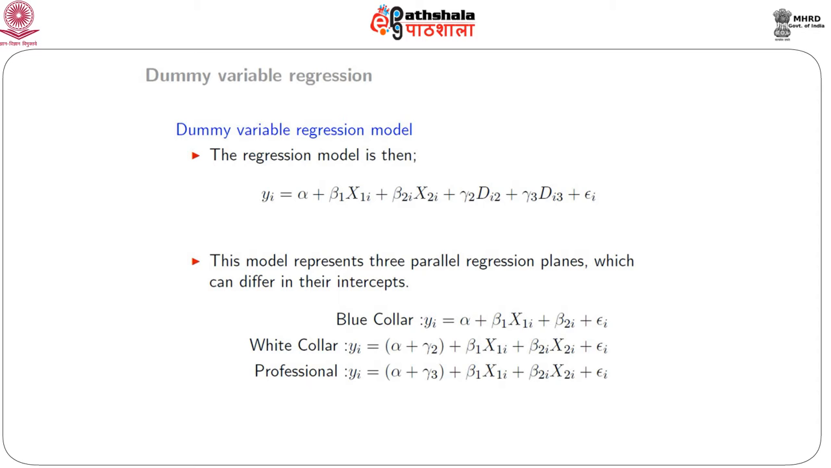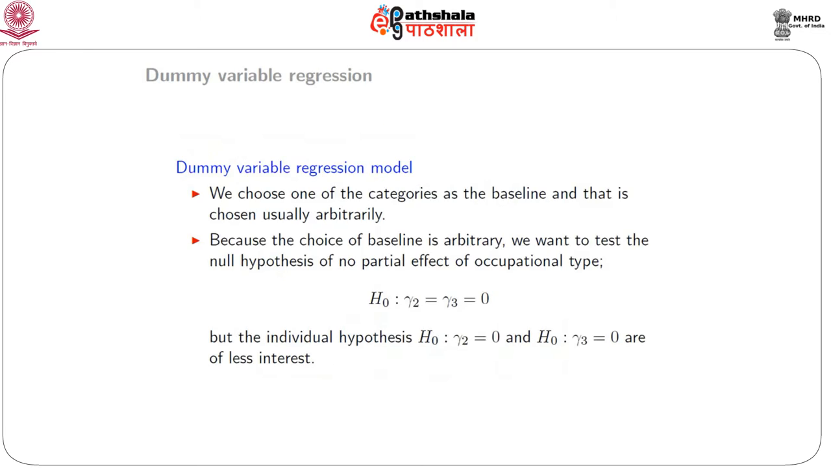On the next slide, you will see the plot of the three planes, which are parallel to each other. The diagram shows us the distance between the planes, which equals the difference in the intercept of the three models. The choice of a baseline category, which in this example is blue collar, is usually arbitrary, for we would fit the same three regression planes regardless of which of the three categories is selected for this role. So no matter which category is selected as the baseline, we would end up fitting the same three regression planes, which are parallel to each other, differing only in the values of their intercept.